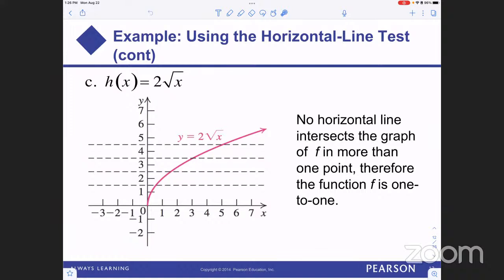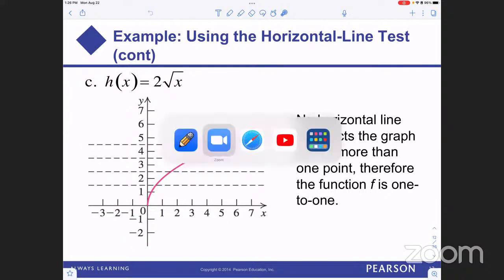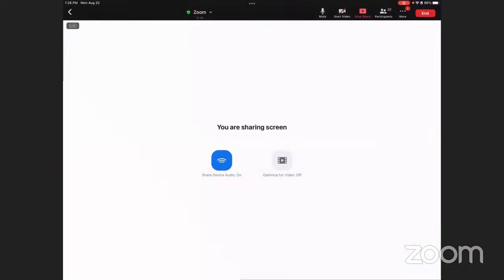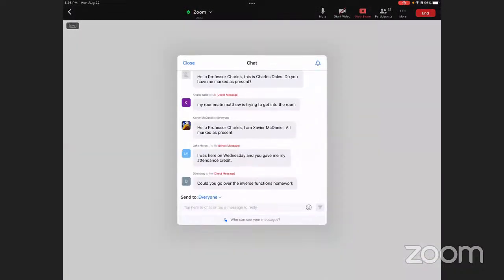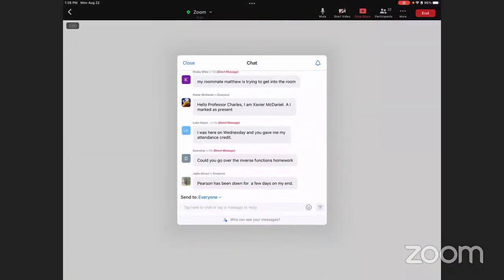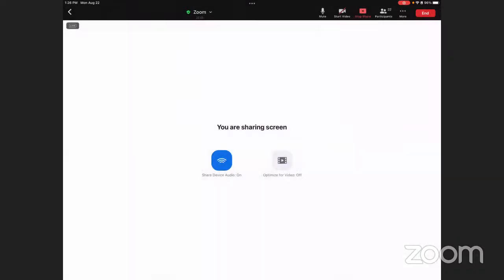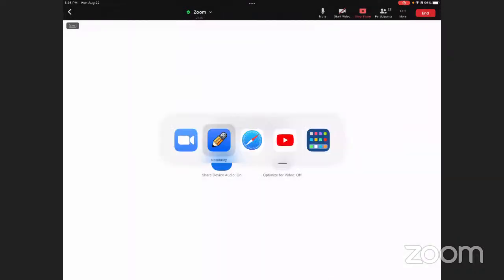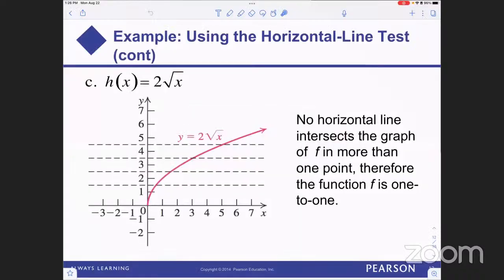Okay. Let me check the chat. Let me take a moment. Okay, I think we do have some questions in the chat. Inverse functions homework. Pearson has been down for a few days on my end. I get to think about Pearson being down.